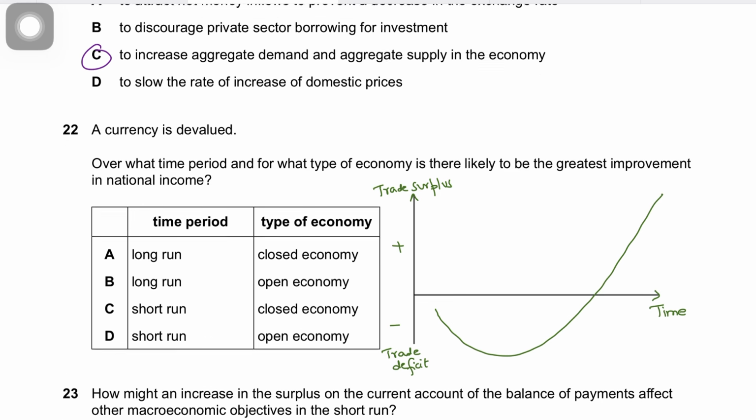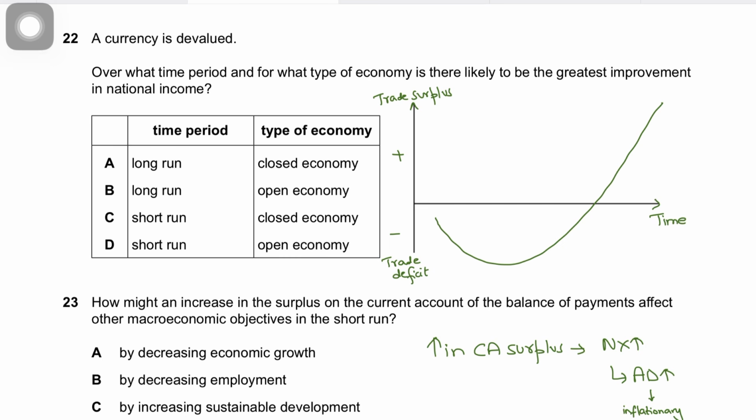But yeah. Question 22 is on currency devaluation, connected to the J curve and the Marshall-Lerner condition. It's saying the currency is devalued over what time period, and for what type of economy is there likely to be the greatest improvement in the national income. You have to understand that usually they test you on concepts and give you these confusing options where they purposely try to fit in different columns to make you think a lot, but it's just the same concept. So, first, what is devaluation? The central bank is artificially reducing the value of the currency to maintain it in a fixed exchange rate system, right?